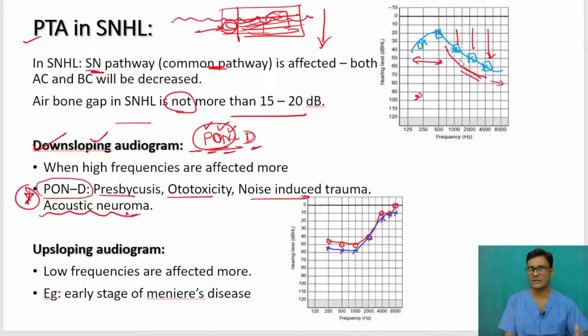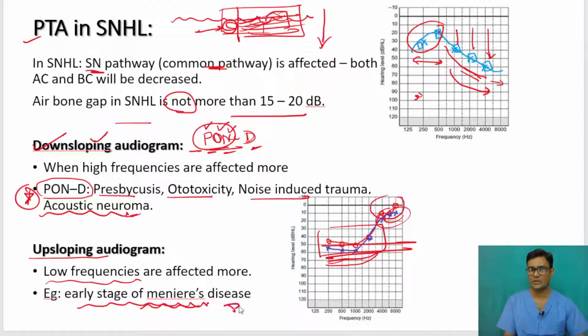You see downsloping hearing. So the initial frequencies are good, but the later frequencies have got affected. What is upsloping? In upsloping, the later frequencies are normal, but the initial frequencies 250, 500, 1000 and 2000 hertz have got affected. This is seen only in the early stages of Meniere's disease. In later stages, it will become a flat audiogram. Even the higher frequencies will get affected. So low frequencies are affected more in the early stages of Meniere's disease. This is the only condition where you will see that the low frequencies are affected.